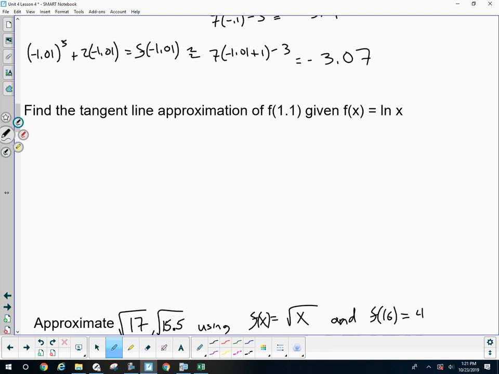Log values. The log of 1.1. Nobody has any idea what that is, right? Well, I know what the log of 1 is. What's the log of 1? This is important. You guys need to be able to say, oh, okay, 1.1, that's close to 1. I actually know what the log of 1 is.